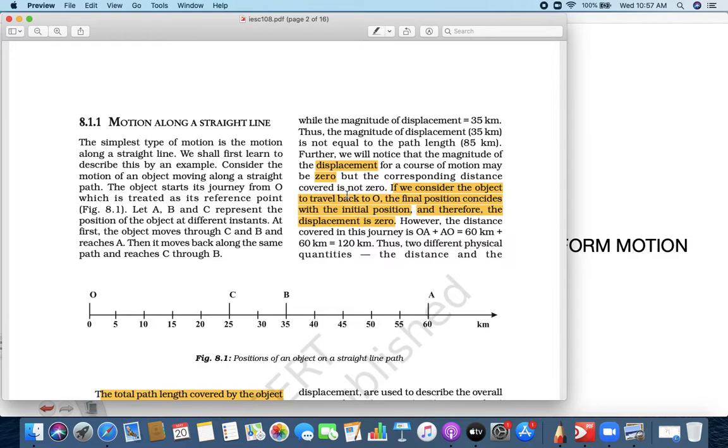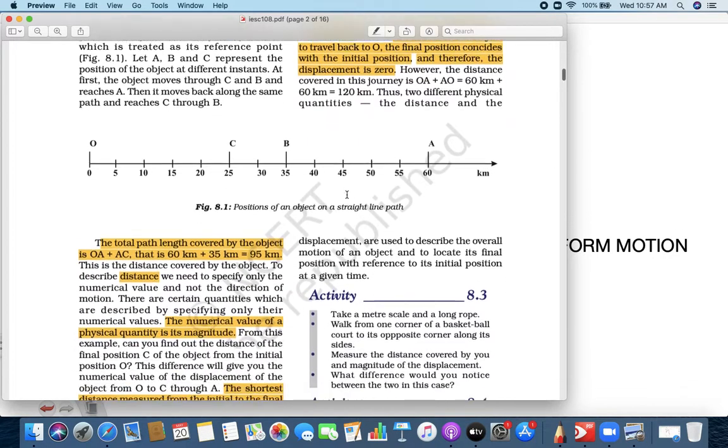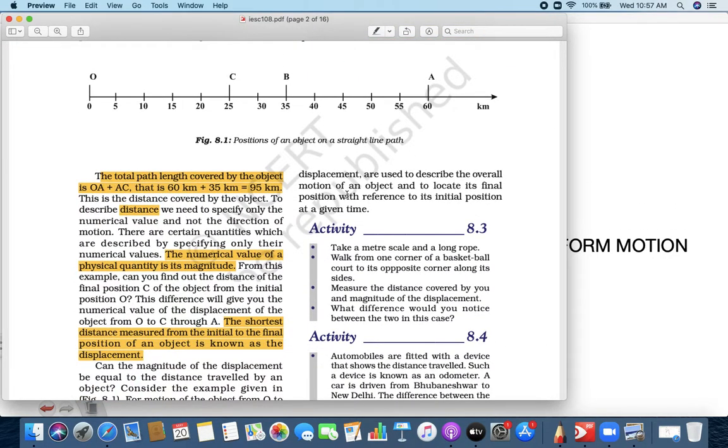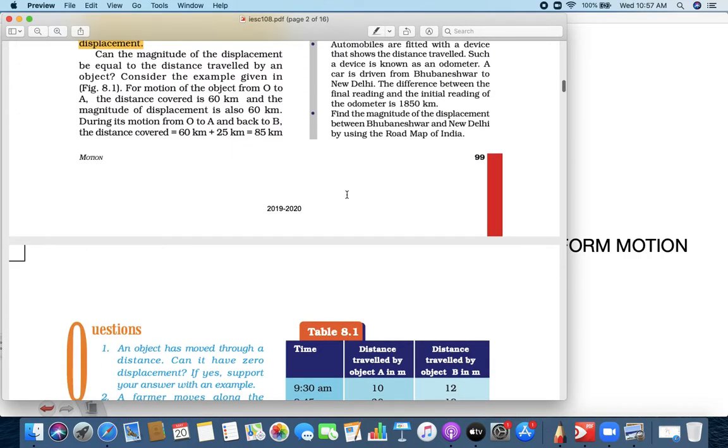What is distance? Distance is the actual length of the path traveled by an object. And displacement is the shortest distance between the start point, the initial position, and the final position.